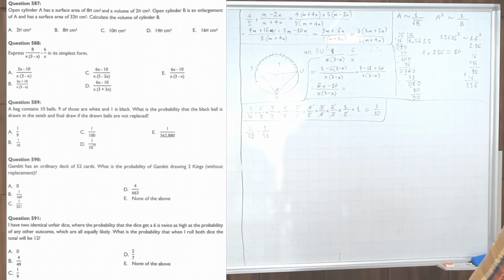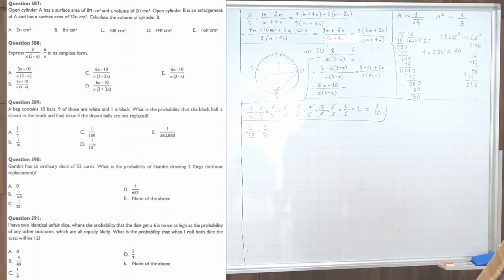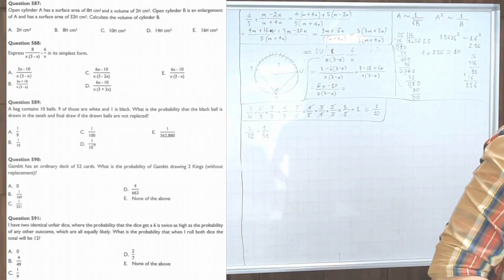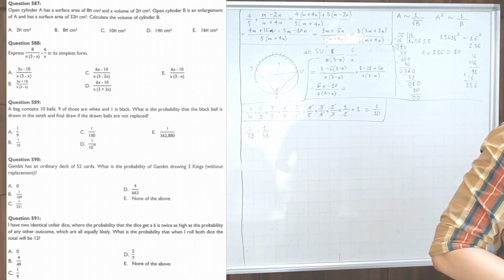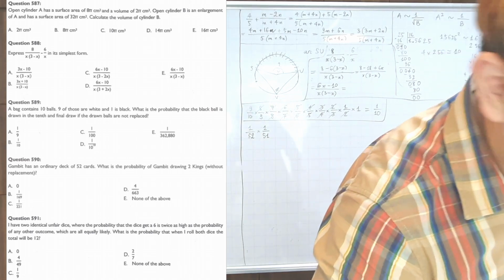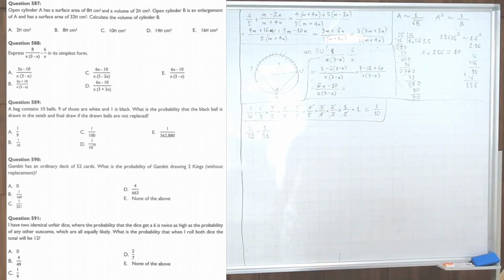I have two identical unfair dice, so it's unfair, okay? Tôi có hai cái con xúc xắc mà hai con xúc xắc đồng nhất nhưng mà nó lại không có fair là sao? Không công bằng này. Where probability that the dice get a 6 is twice as high probably any other outcome. Tức là sao? Đúng là con xúc xắc 6 mặt thì cái xác suất để được từng mặt phải bằng nhau đó. Nhưng bây giờ nó không có fair, nó không công bằng.